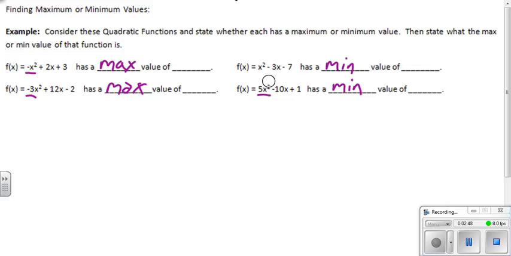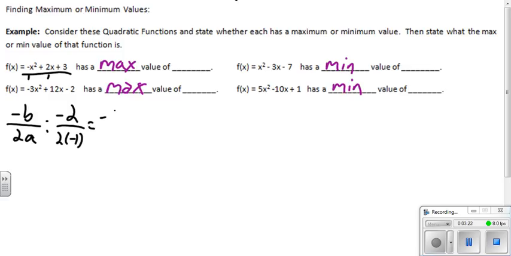Now again, if we wanted to find what those max or min values are, we need to find where the vertex is. And we'd say that the value of it is the y value of our vertex. We can't find the y value without the x coordinate of our vertex, which we know is always negative b over 2a. So in the case of our first function, negative b will be negative 2 over 2a, which is 2 times negative 1, in which case we have negative 2 over 2 times negative 1, which is negative 2 over negative 2, which means the x value is going to be 1.